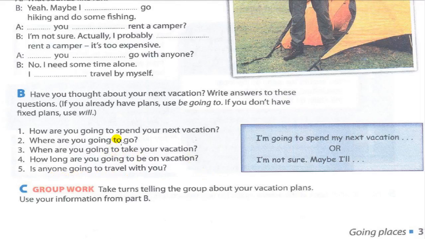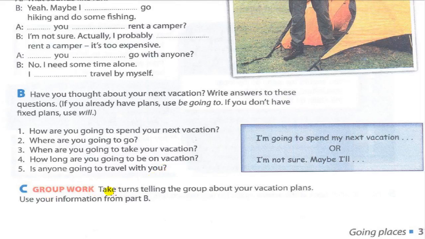Again, how are you gonna spend your next vacation? I'm gonna travel to Sharm el-Sheikh. I'm gonna travel next month. How long are you going to be on vacation? I'm gonna be on vacation for 1 week. I'm gonna travel with my brother. I'm gonna travel with my friend.